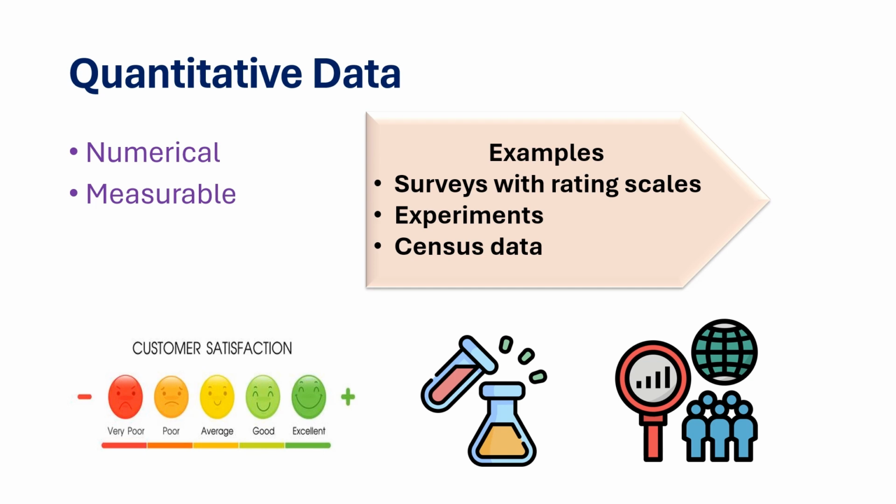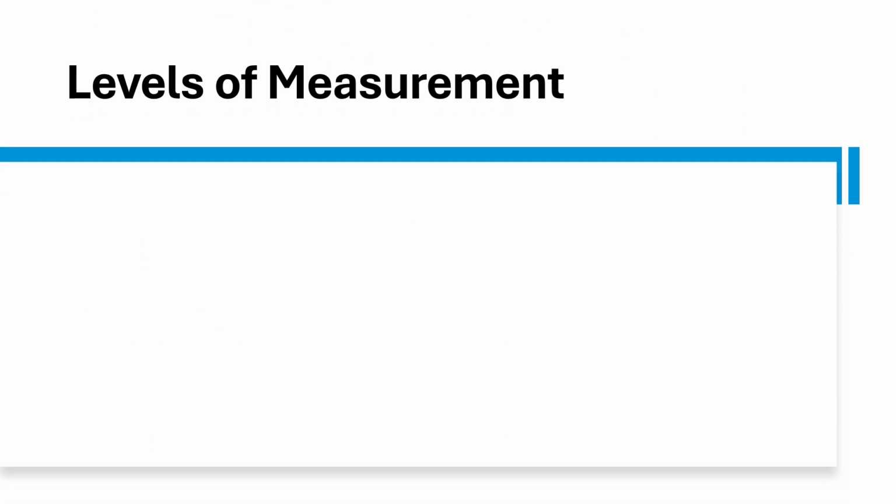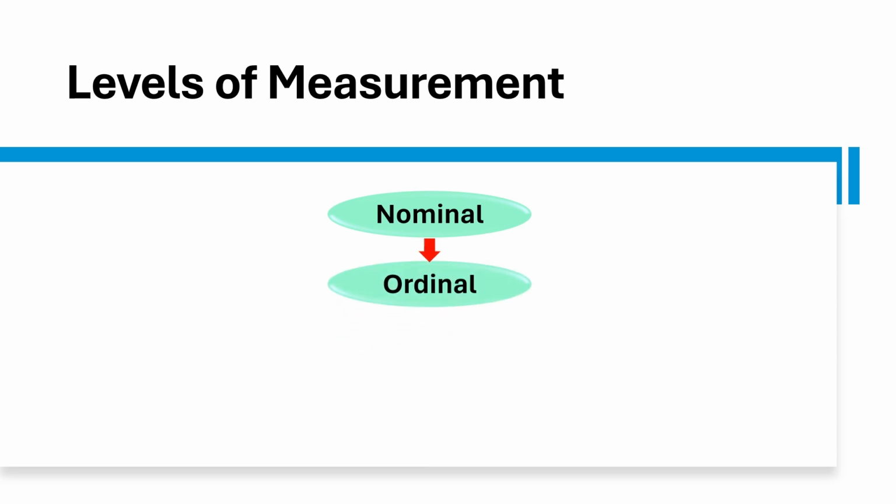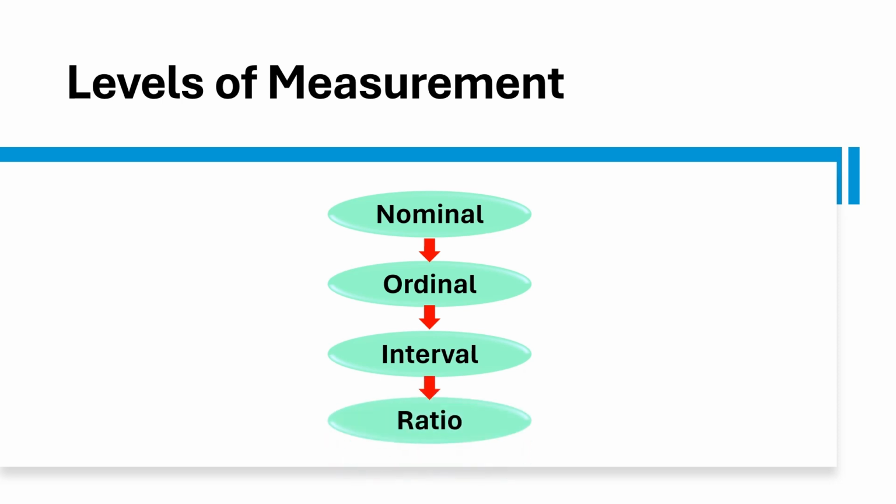To further understand data, it's important to know the four levels of measurement: nominal, ordinal, interval, and ratio. These levels, proposed by psychologist Stanley Smith Stevens, provide a framework for understanding the nature of data and determining the appropriate statistical methods for analysis. Each level builds on the previous one, adding more information and allowing for more complex analysis.